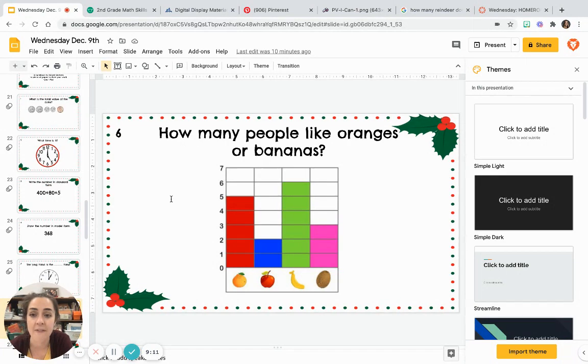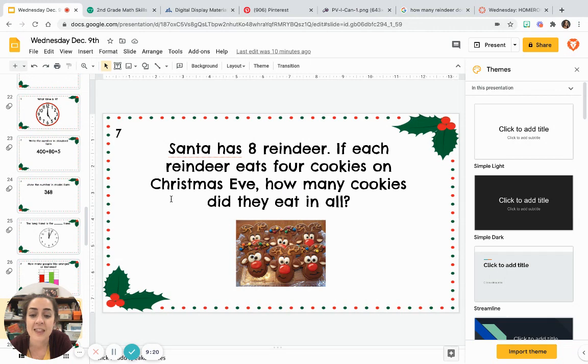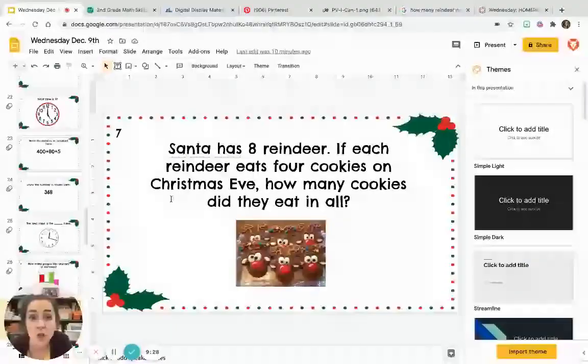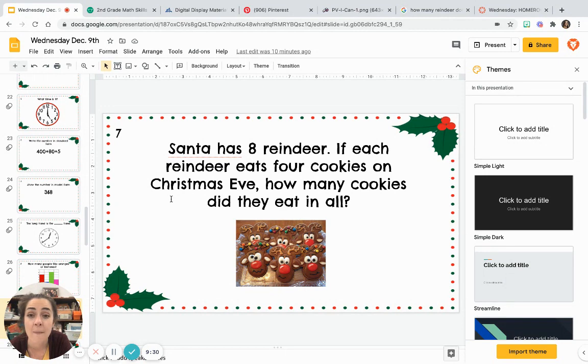Then here's some more graphing ones. How many people like oranges or bananas? Think about how you could show me your work for this one. Then here's a story problem. Definitely need to see your work here. Maybe you use base 10 blocks to show me. Maybe you use pictures, but you need to show me how you got it. Don't just write the answer. That doesn't show me anything.